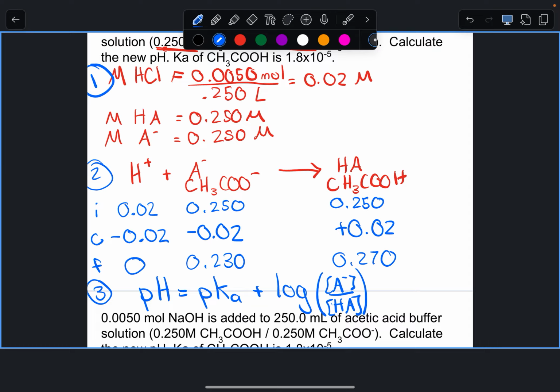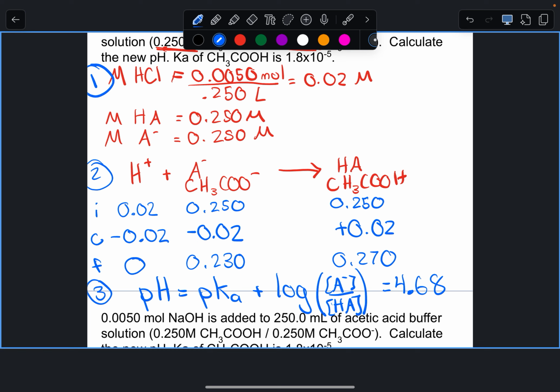Okay, so I'm getting the pH is 4.68. pKa, negative log of 1.8 times 10 to the negative fifth, because that's the Ka, and then the log of A minus 0.23 over HA 0.27. Okay, this is going way smoother than class 1.